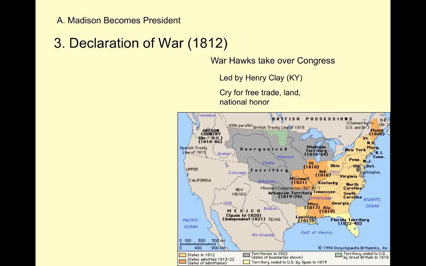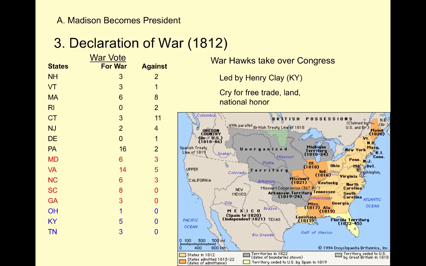Free trade. We know that the English have been impressing our sailors and seizing our ships and taking away our right to trade freely with whoever we want. And so that's why we talk about free trade. Next, we want land. That's referencing the Western states' desire for land in Canada. And then we have this idea of national honor. Americans are tired of England not respecting our rights as an independent nation, arming Indians in our territory, attacking our ships on the seas, abducting our sailors. And so they say, we need to go to war because we need to protect America's honor.